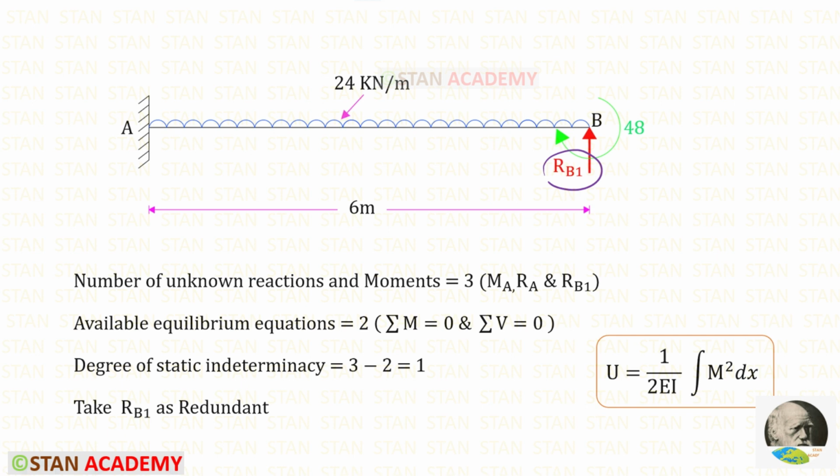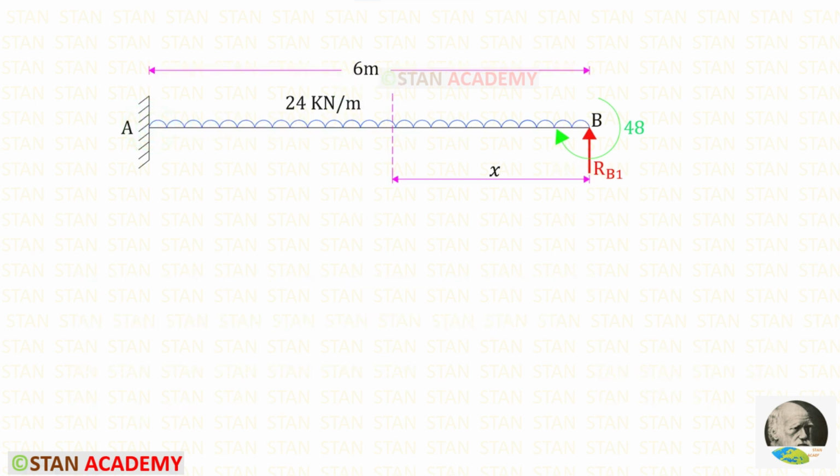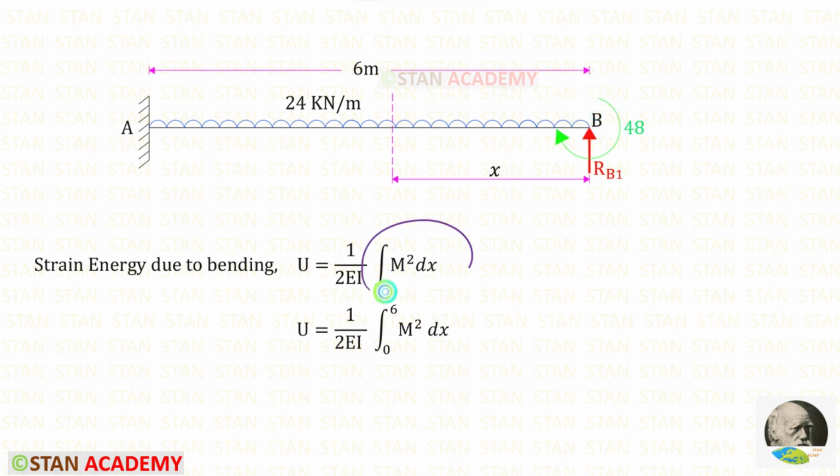We know the formula for the strain energy U, 1 upon 2 EI into integration of m square dx. To use this formula, we have to make sections in this beam. In this beam, there is only one part, that is BA. So we have to make only one section. You can see that I have made a section randomly at a distance of x from the point B. In the integration, the limit is 0 to 6.